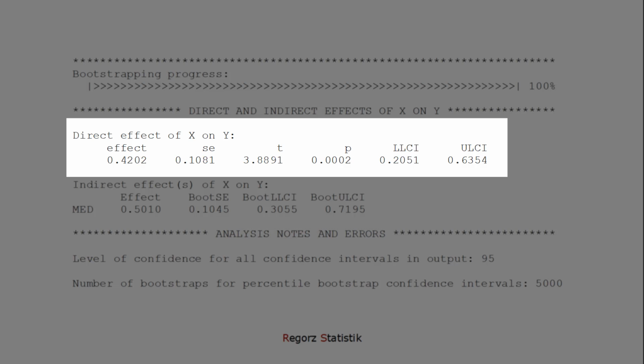There's some additional information in the output. Above it, the direct effect C prime. Here it is significant too.